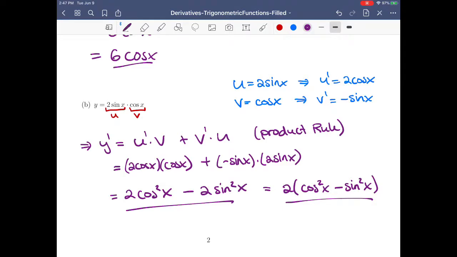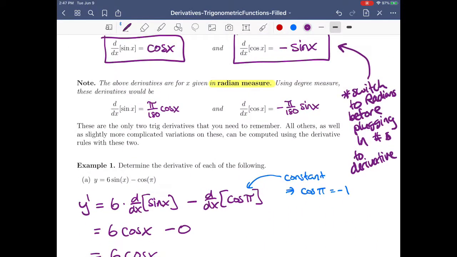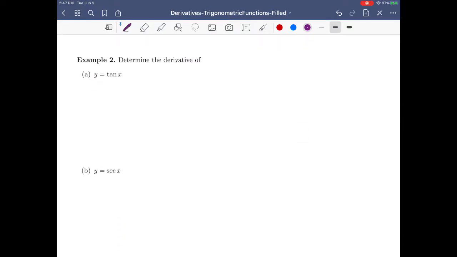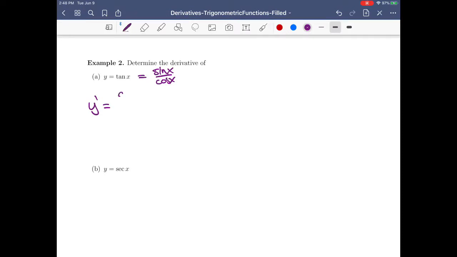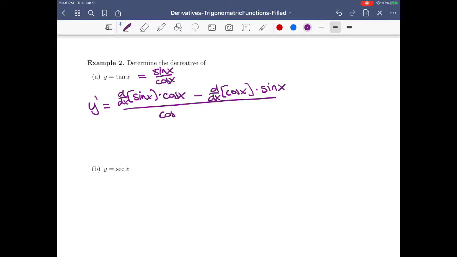Now we can use only these two derivatives to find the derivatives of all the other trig functions, because all these trig functions can be written in terms of sine and cosine. So tangent is sine x over cos x. If I want the derivative of tangent, I can use the quotient rule: the derivative of sine x times cosine x, the bottom, minus the derivative of the bottom times the top, all over the bottom squared.